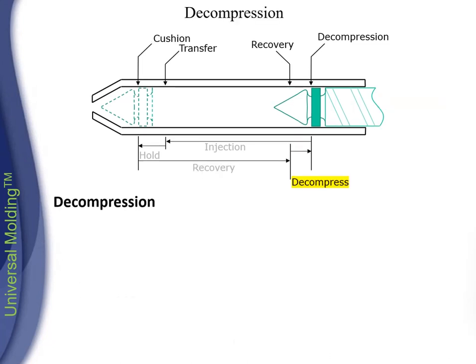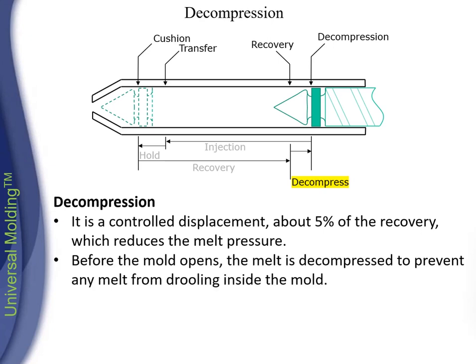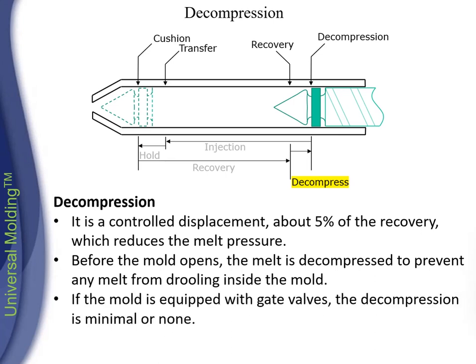Finally, we come to decompression. It is a controlled displacement, about 5% of the recovery, which reduces the melt pressure. Before the mold opens, the melt is decompressed to prevent any melt from drooling inside the mold. If the mold is equipped with gate valves, the decompression is minimal or none.